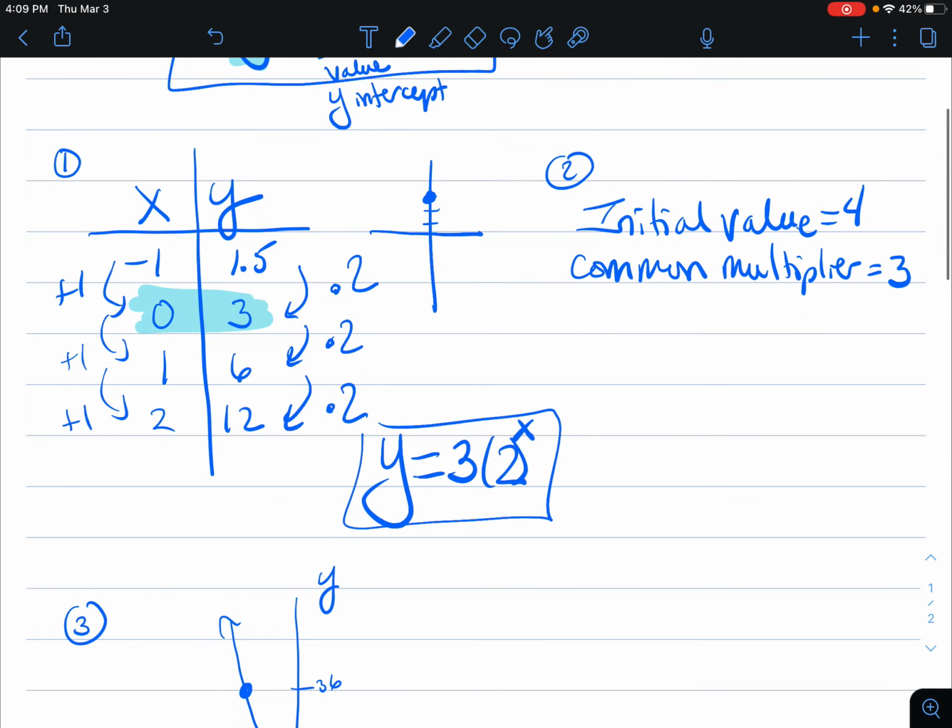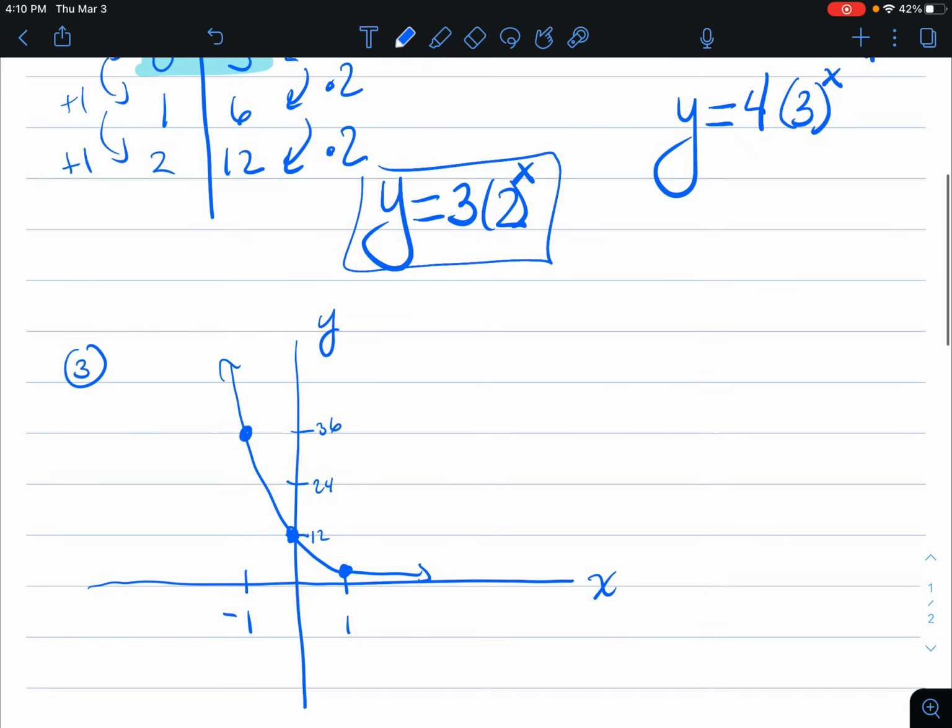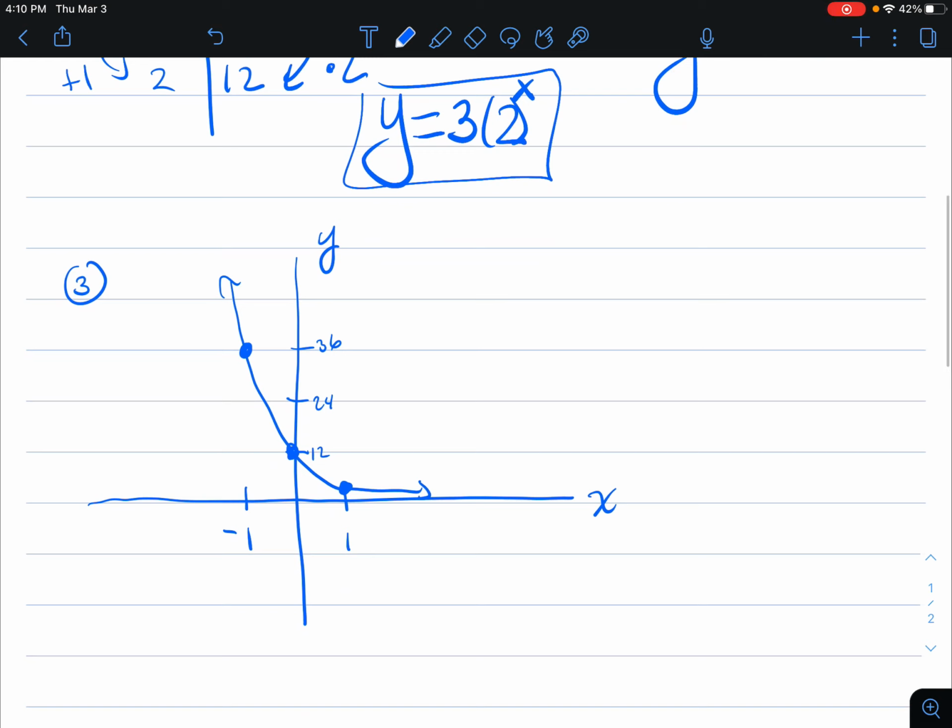Now another type of question you're going to see is I'm going to actually tell you, hey, here's the initial value, and here's the common multiplier. So this one, if I'm telling you already it's exponential, you can just put the initial value in, the multiplier, and raise it to the x power. Okay, the third one here I'm going to show you is if you're given a graph. Now you have a couple of options here.